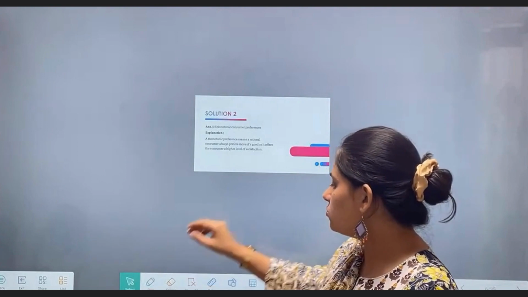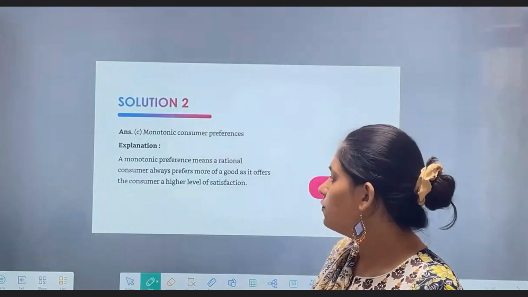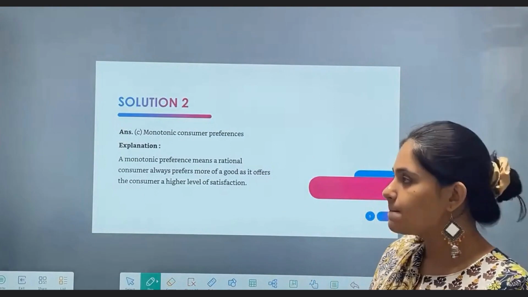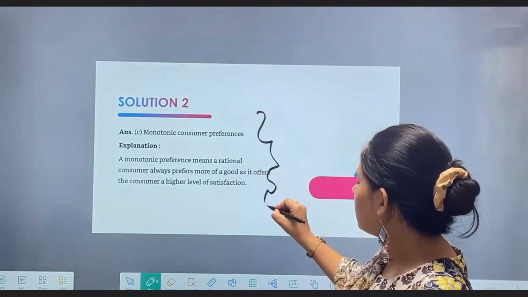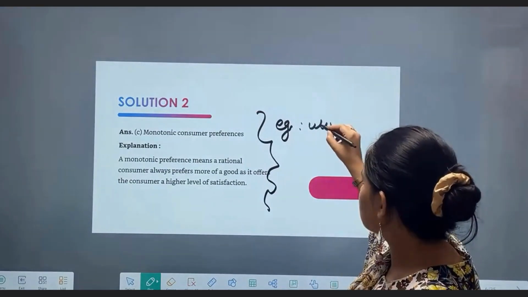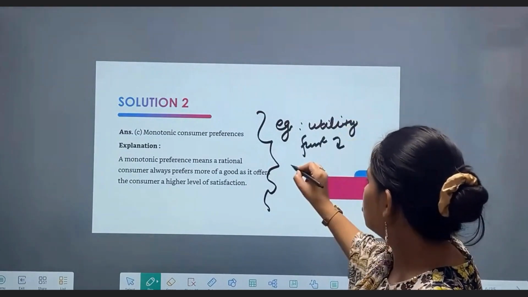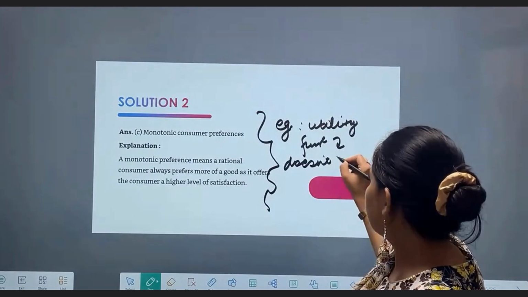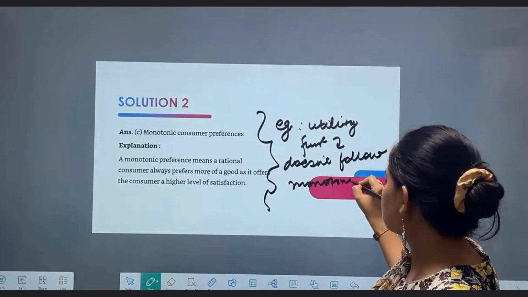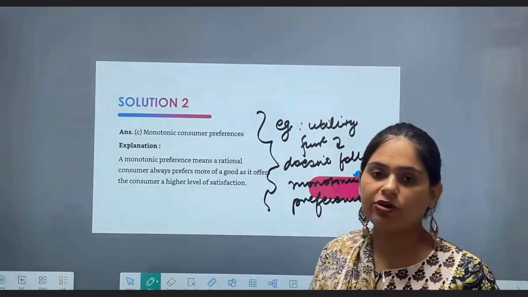So let's read this down. It says monotonic consumer preferences, which means that the consumer will always prefer more to less. Can you tell me an example of a utility function which does not follow monotonic preferences? Which utility function doesn't follow monotonic preferences?